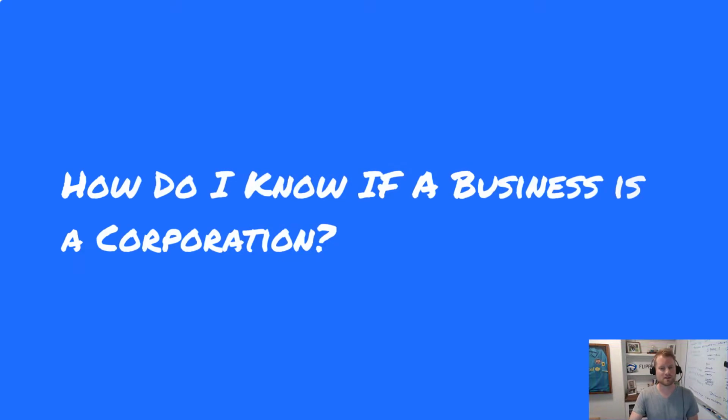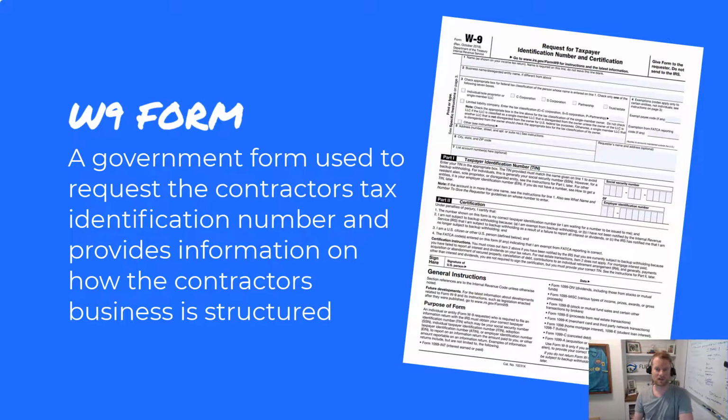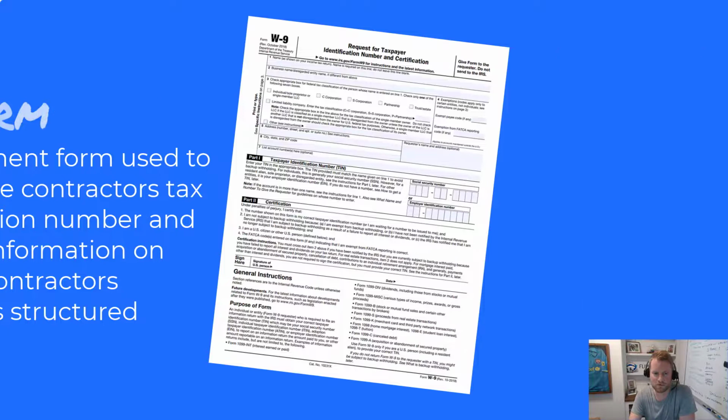You may be wondering, how do I know how a business is structured and how do I know if it's a corporation or not? Well, generally, it's always a good practice to get a W-9 form from your contractors. The W-9 form is just a government form used to request the contractor's tax identification number, and it provides some basic business information on how the contractor's business is structured, so that way you have that information up front.